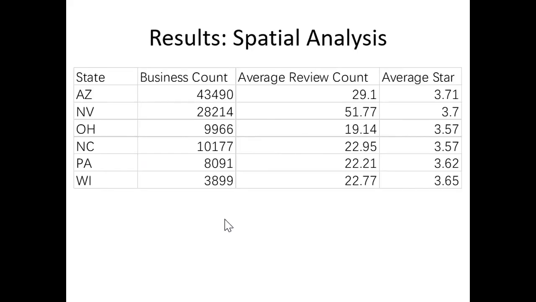So here are some results for the spatial analysis. I selected 6 states in total, which have a relatively higher business count. And here are the average review counts for businesses in each state. We can notice that Nevada has a high average review count of 51, which is kind of peculiar and worth further examination. And on average, the businesses in the states have a rating from 3.57 to 3.71, which is relatively high on a scale of 1 to 5.